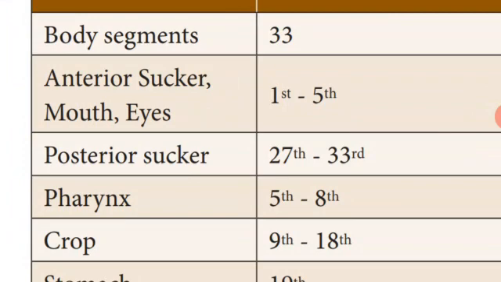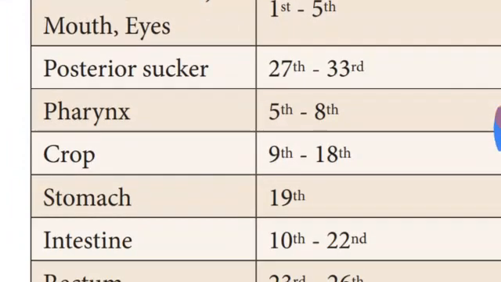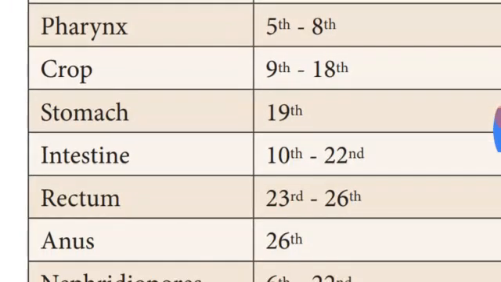The pharynx occupies the 5th to 8th segment. The crop occupies the 9th to 18th segment, a total of 10 chambers. The stomach occupies the 19th segment. The intestine occupies the 20th to 22nd segment.